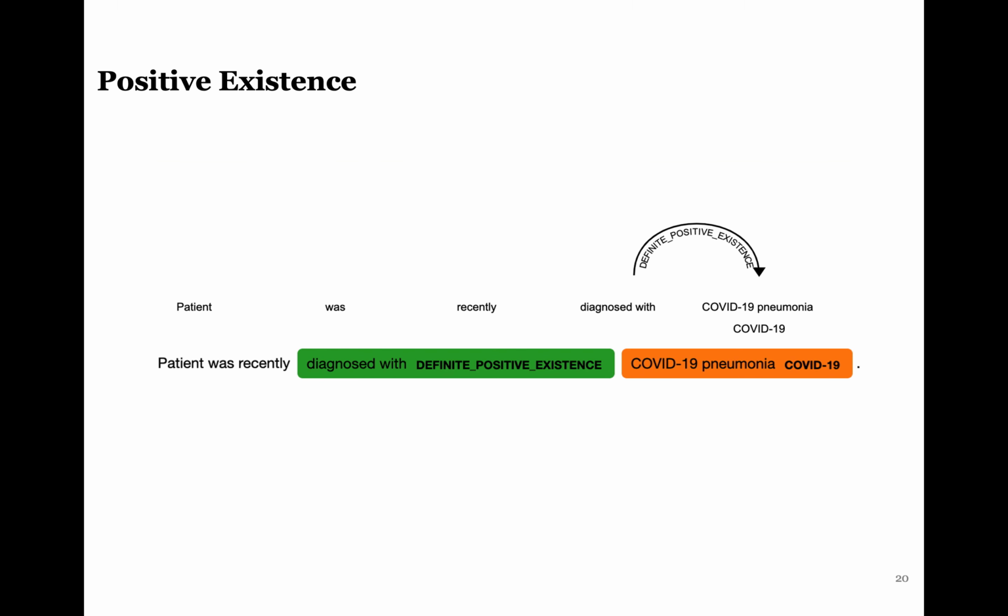This visualization shows how the context algorithm works. Given a target concept of COVID-19, it looks for semantic modifiers in the text nearby. So in this sentence, "patient was recently diagnosed with COVID-19 pneumonia," "diagnosed with" acts as a positive modifier to COVID-19.